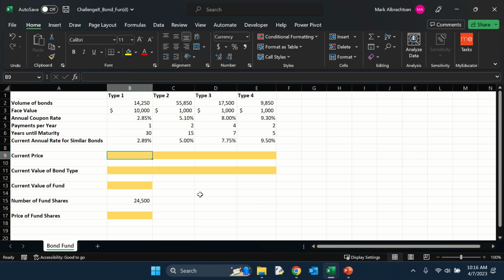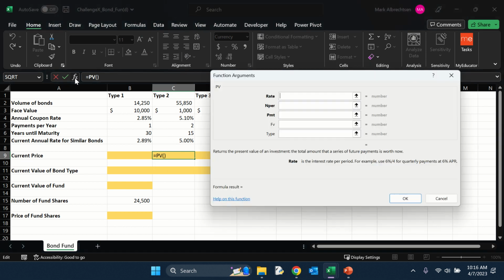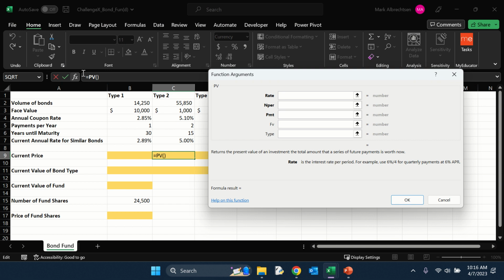So here we have our bonds. Now to find the current price, we're going to use the present value function, and we're actually going to do it on type 2 just so that I can show you a formula that works for all of these types of bonds. Now we're going to go to this function symbol, and that will open up this window that tells us a little bit more about our arguments for this specific function.